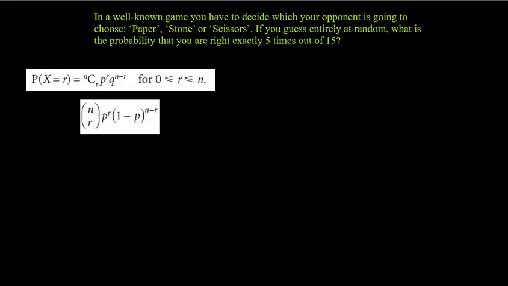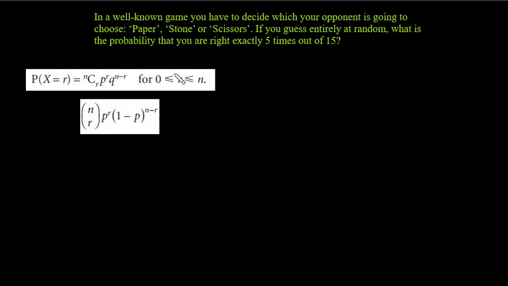Here, I will show you how to use the binomial distribution through an exercise. I have an exercise here. In a well-known game, you have to decide which your opponent is going to choose: paper, stone, or scissors. If you guess entirely randomly, what is the probability that you will get it right exactly 5 times out of 15? It means that you play this game 15 times and you win 5 times.